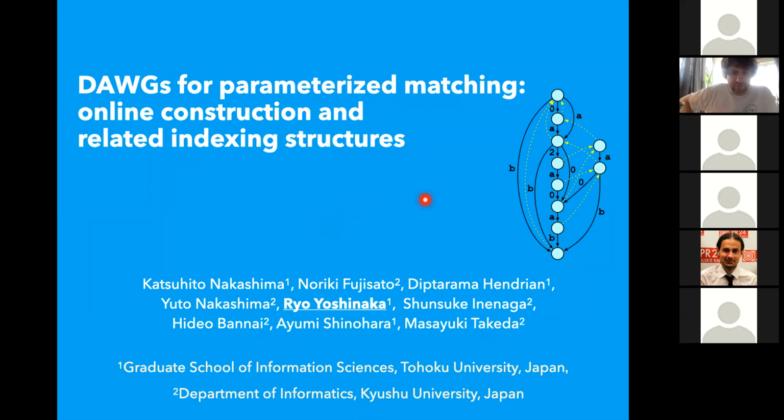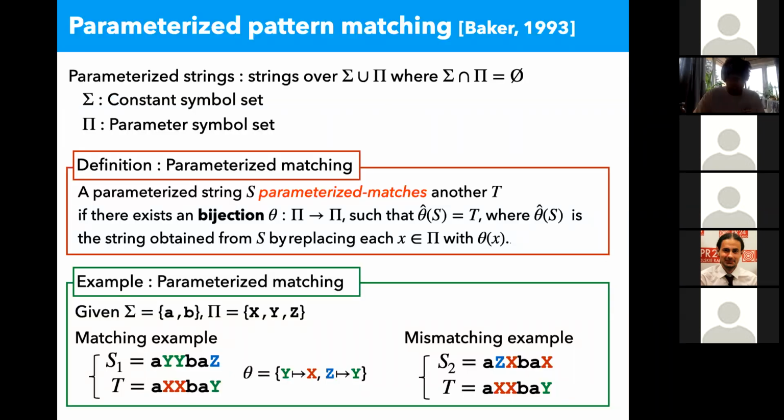Yes. Okay, so I'm going to talk about DAWG type indexing structure for parameterized pattern matching. What is parameterized matching? It seems that many already know, but parameterized strings are over 2 alphabets, constant symbol set sigma and parameter symbol set pi. And we say that 2 parameterized strings S and T parameterized match if there exists a bijection over pi, which makes the 2 strings identical.